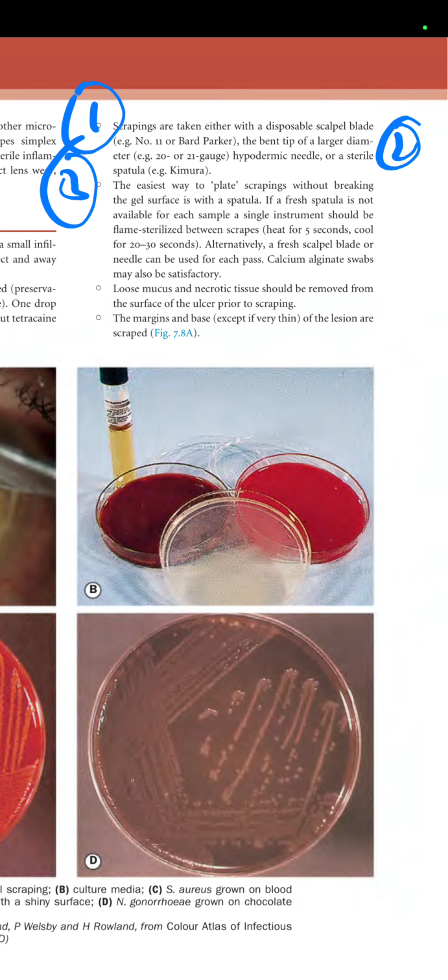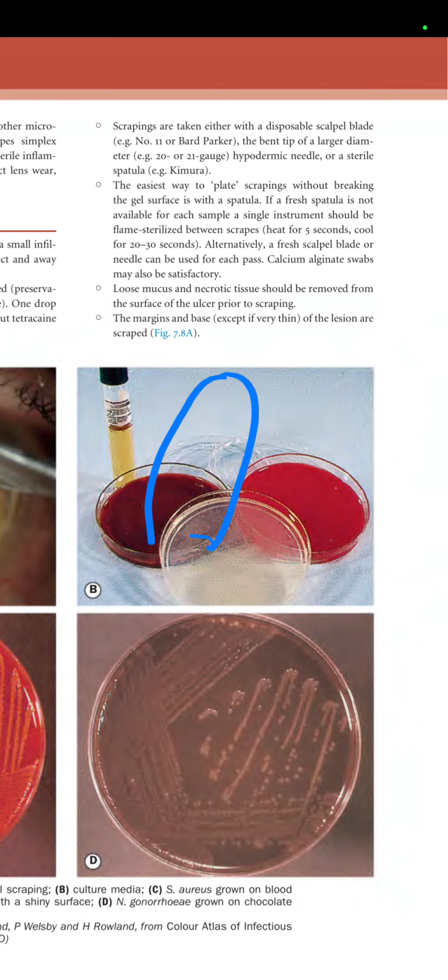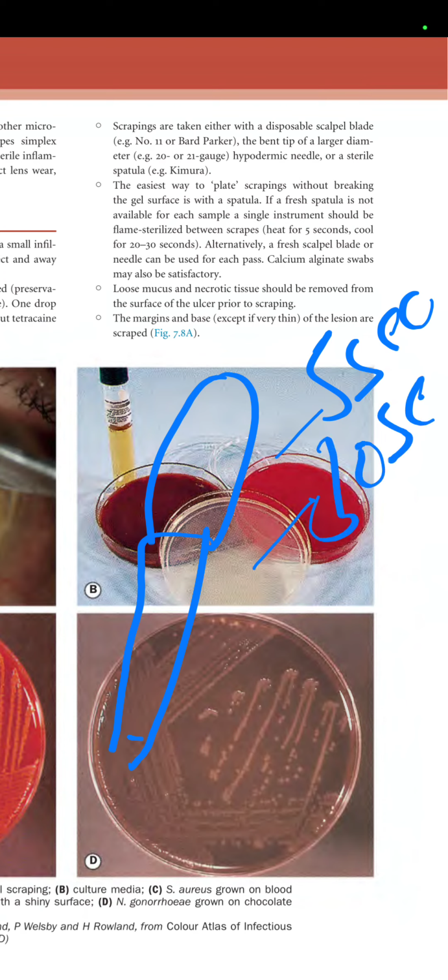If a fresh spatula is not available for each sample, a single instrument should be flamed and sterilized between scrapes. Heat for 5 seconds, cool for 20 to 30 seconds. So you are going to take multiple samples. How are you going to take multiple samples if you have one spatula, for example? You take the sample, heat it for 5 seconds, cool it for 20 to 30 seconds, and then you can use it again. Alternatively, a fresh scalpel blade or needle can be used for each pass. Calcium alginate swab may also be satisfactory.